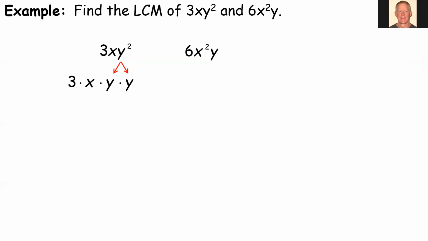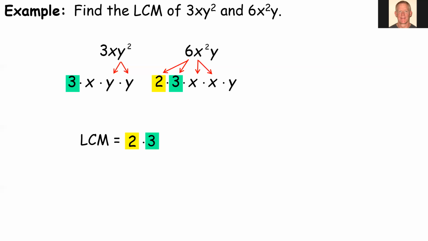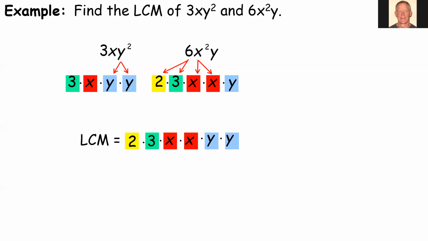Let's do the same thing for 6x squared y. This time we can factor the 6 into 2 and 3. We have 2 x's and 1 y. Now we're going to include each factor the most times it appears in one or the other set. Okay, so we have one 2. We have one 3 in each of them, so we just need one 3. Now we have 1 x in the first set, but we have 2 x's in the second set, so we're going to include 2. Remember, it's the most times it appears in one set or the other. And then the same thing with y's. We have 2 y's in one set and 1 in the other, but we're going to go with the maximum number, the 2 that we see. So we multiply all that together and we get an LCM of 6x squared y squared.